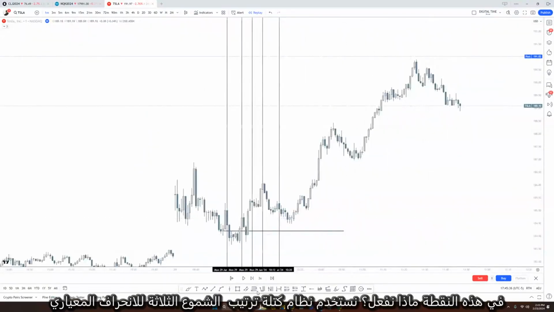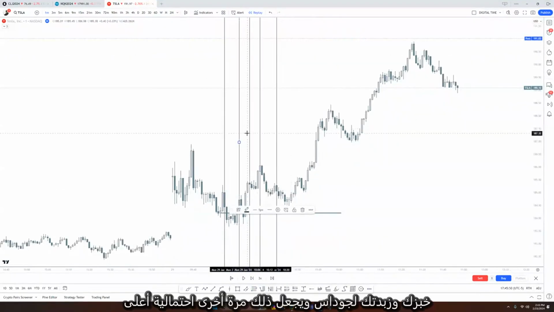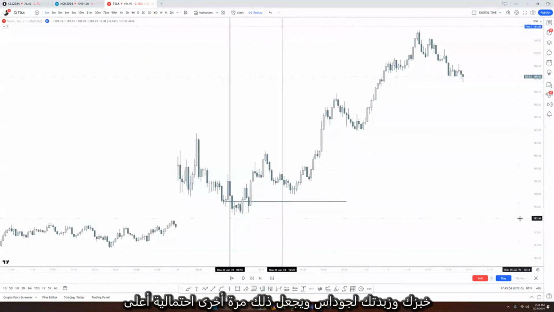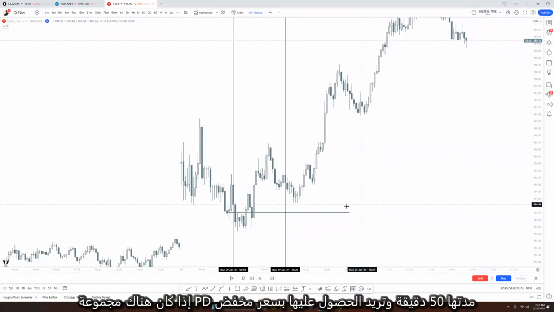At that point, what do we do? We use the 3-candle order block system for the standard deviation. That high to low, negative 2.5, negative 3.5, etc. So this can very easily be your bread and butter for Judas. And it makes it, again, even more high probability if there is a 50-minute PD array.